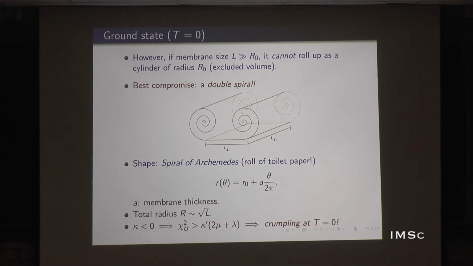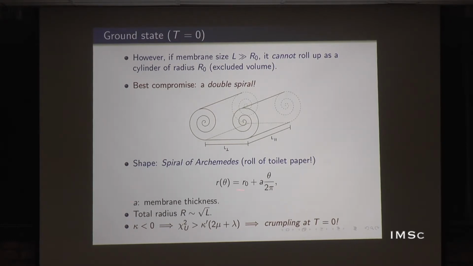start rolling from two different directions, something like this. Then you can easily convince yourself the amount of mismatch in the two cylinders, in the two spirals, is actually lower than the amount of mismatch that you would accrue if you roll into just one spiral. So, a double spiral has a lower energy than a single spiral. So, a double spiral is a preferred ground state for this system.